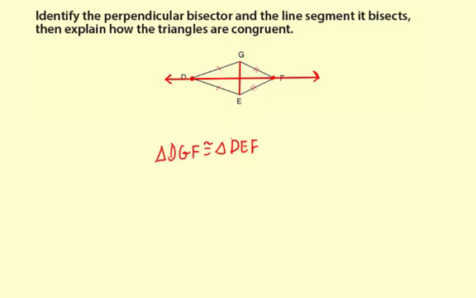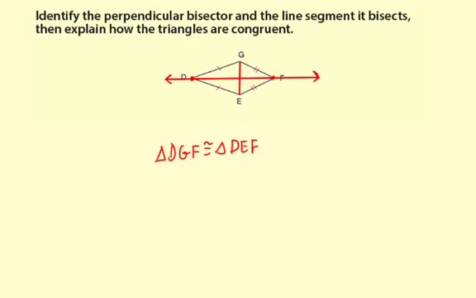And the reason why I can make that conclusion is based on the fact that these triangles are reflections of each other. Since triangle DGF maps to triangle DEF by a reflection, there's a rigid transformation that maps the triangles to each other, and so by definition of congruence, the two triangles are congruent.